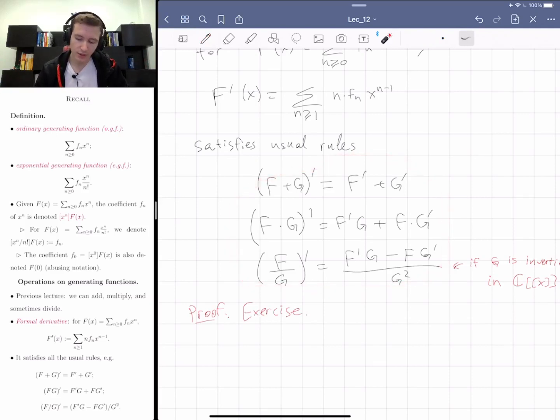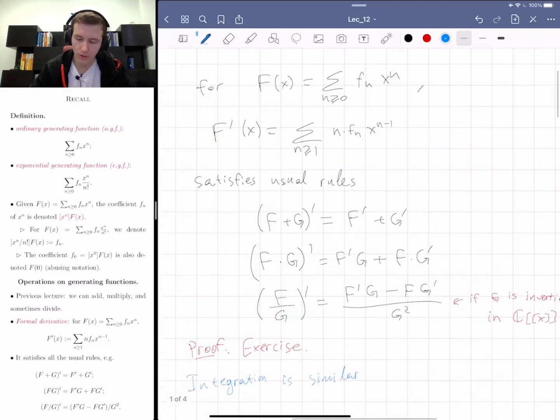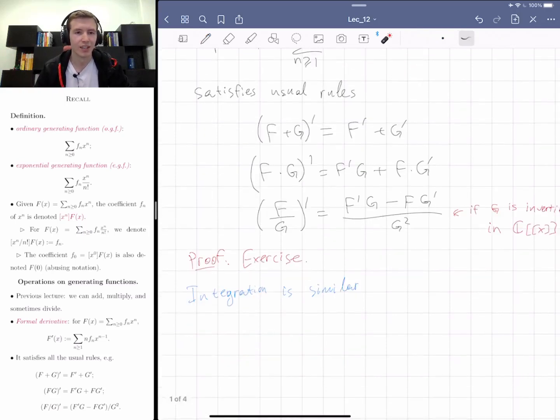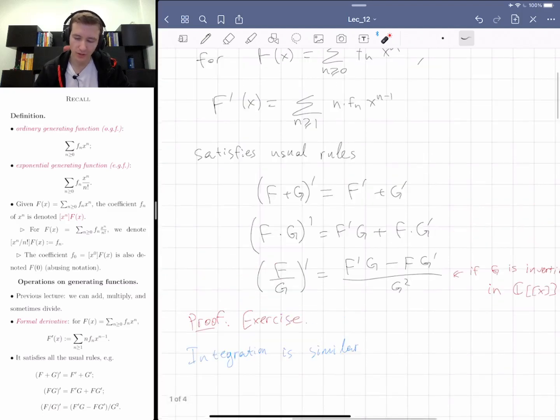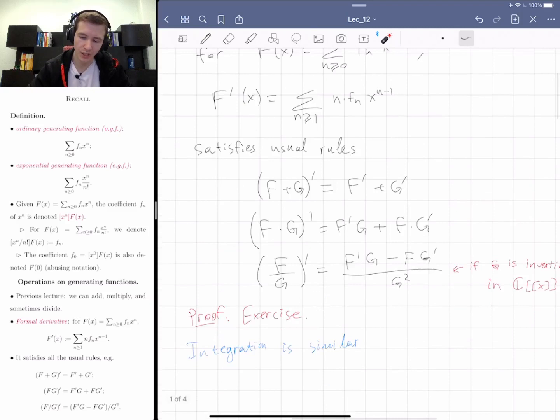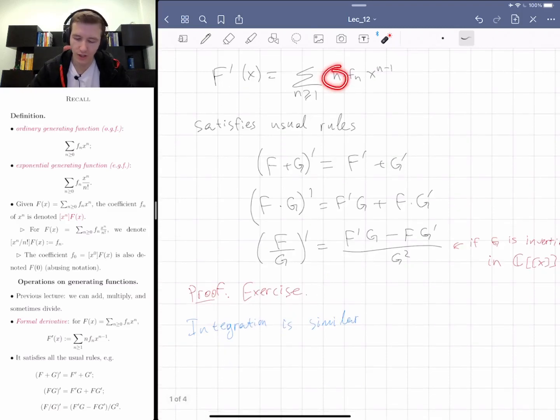Yeah, and there's also integration. Integration, I'm not going to use it, I think. But in general, integration is similar. You just integrate each term in your sum, and then you add a constant or whatever. So yeah, that's one thing you can do with formal power series, is differentiate, and that's useful sometimes. When you have n appearing in your coefficients, that may be a sign that you're dealing with the derivative of some function.